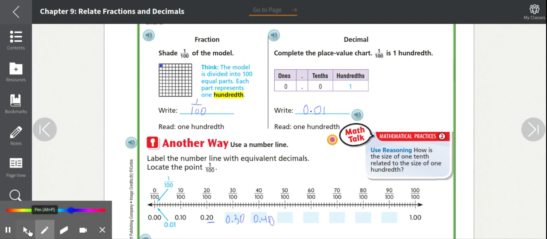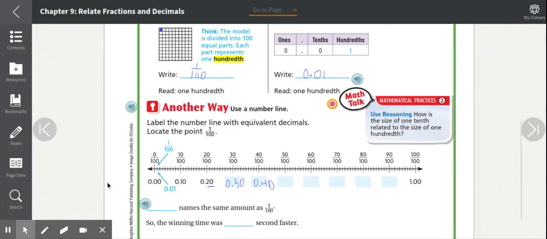Okay, so it says here they want it as a decimal. 1/100th, like that, names the amount of hundredths. And the reason being, I think the most important thing to look at would really be the model. That one piece is shaded out of the entire 100 pieces. So the winning time was only 1/100th of a second faster. Feel bad for the second guy.